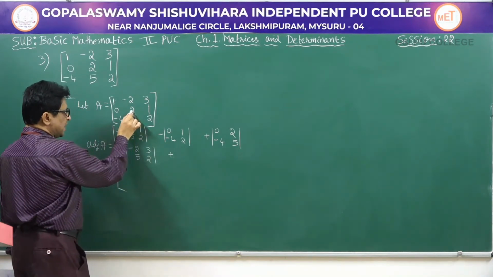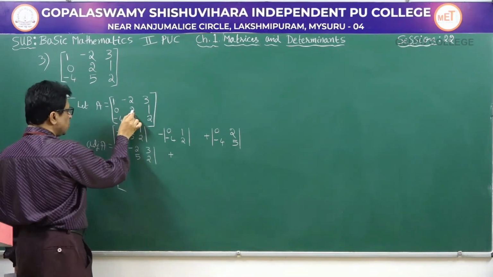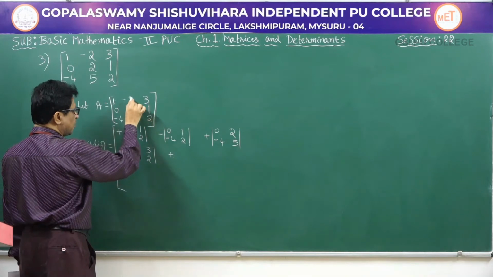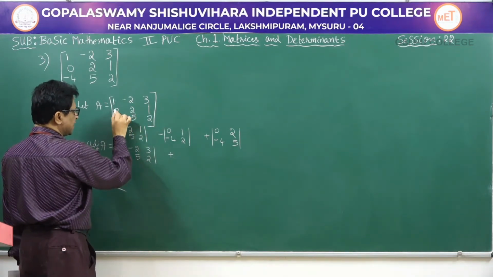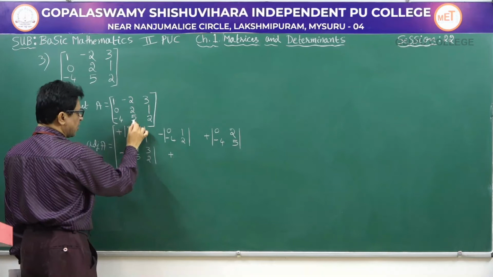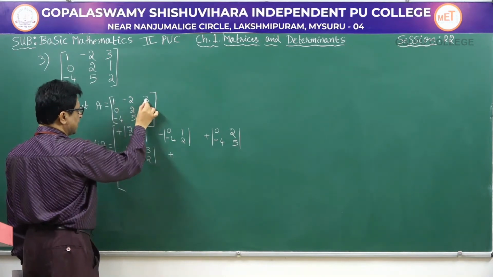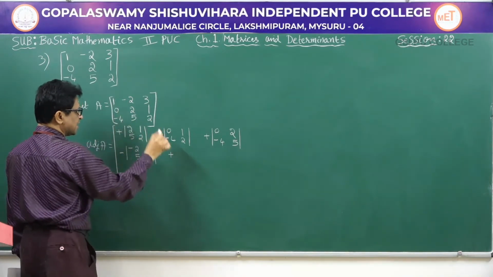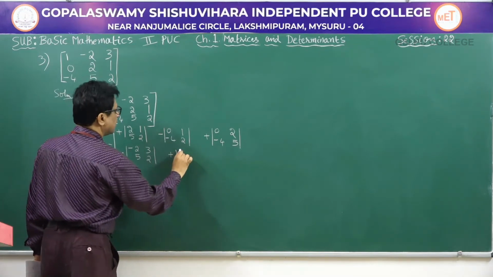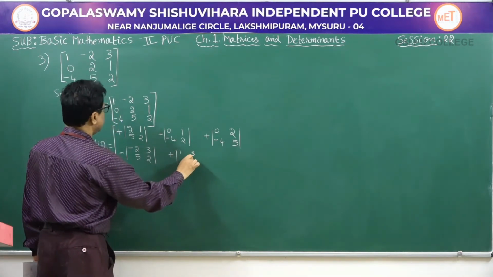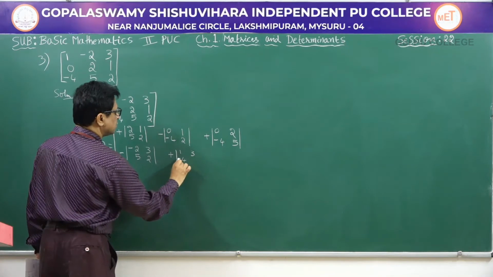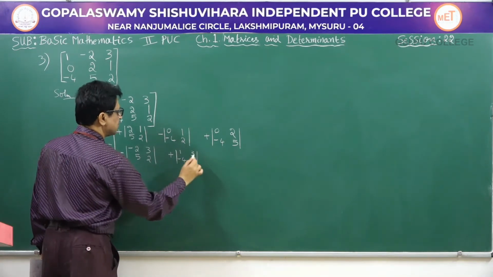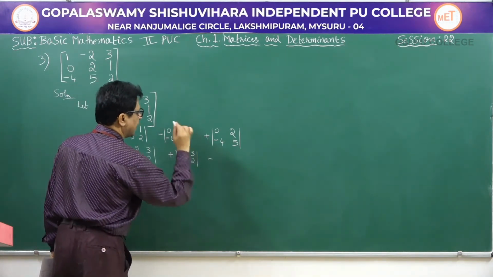So we shall find the cofactor of 2. 2 lies in the second row, second column. We eliminate the second row and second column and take the determinant of the remaining elements. That is determinant of 1, 3, minus 4, 2. Next we write the sign minus.